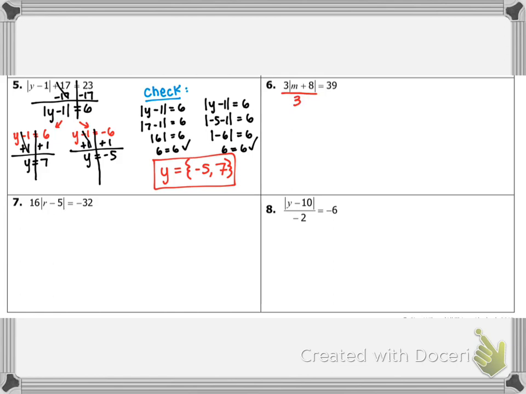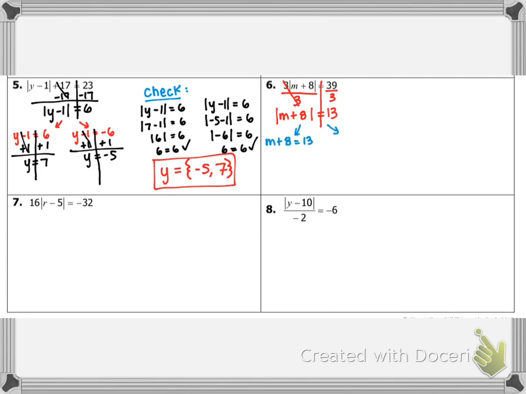Number 6. Okay, look at number 6. We need to isolate this first. We just need to get the absolute value alone. Why is it not alone? Because of this 3. This 3 is multiplying this, which means we need to do the opposite to get rid of it, which means we need to divide. So those 3's cancel out on the left-hand side, and we're left with the absolute value of m plus 8 equals 13. Now we can split it off into 2.